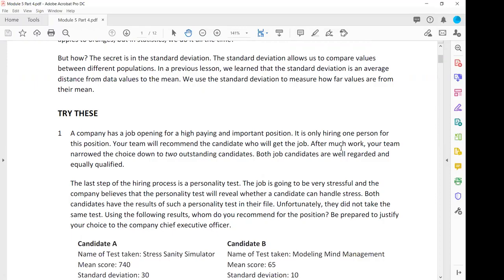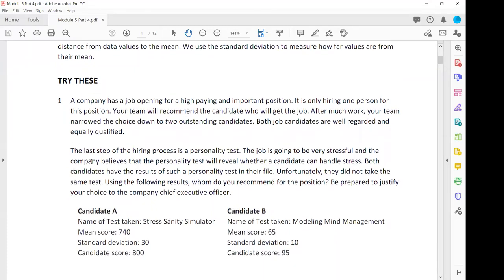After much work, your team narrowed the choice down to two outstanding candidates. Both job candidates are well regarded and equally qualified. The last step of the hiring process is a personality test. The job is going to be very stressful, and the company believes that the personality test will reveal whether a candidate can handle stress or not.